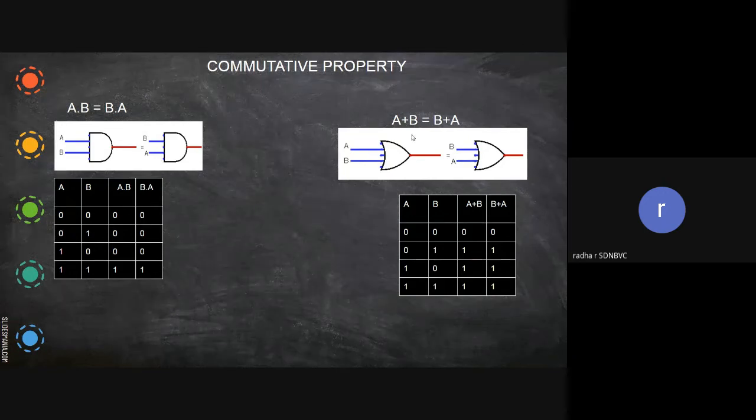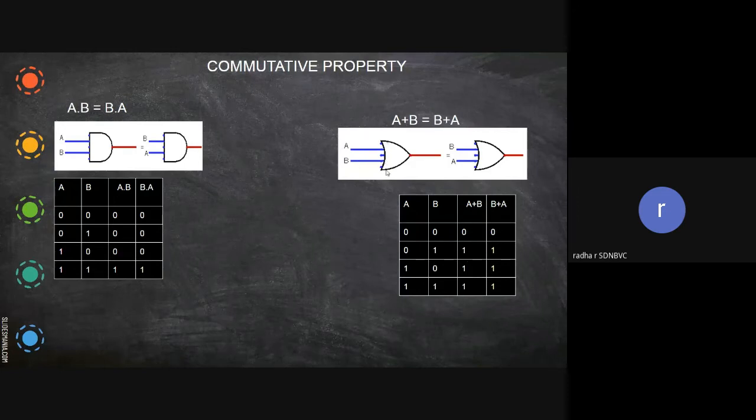Then here, A plus B. This is another commutative law. A plus B equal to B plus A. So A variable here you put, B variable, then A plus B, B plus A. Same way, you add these combinations, you will get this. So here you can prove that left hand side equal to right hand side.